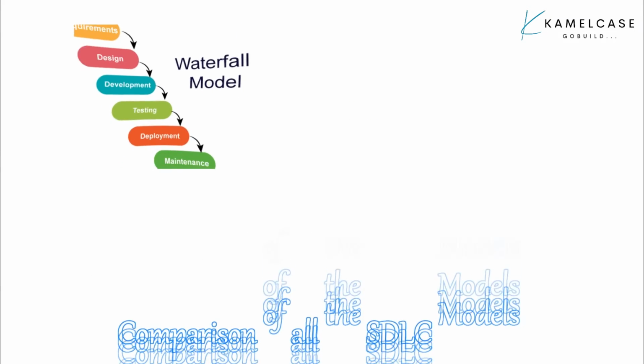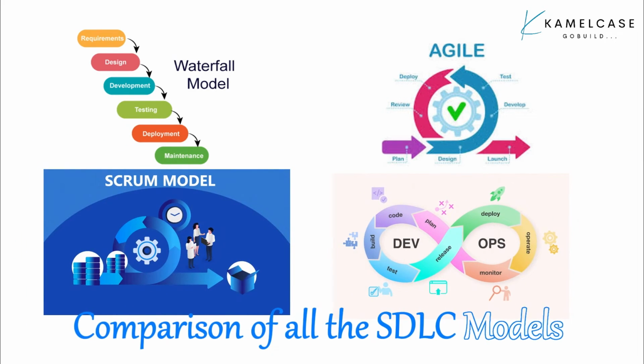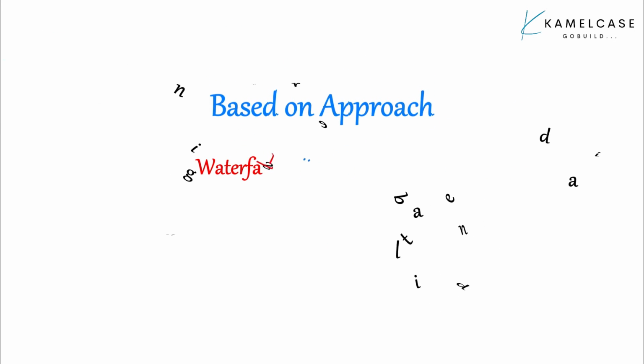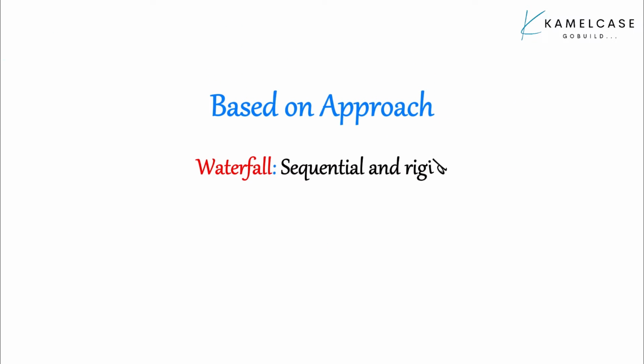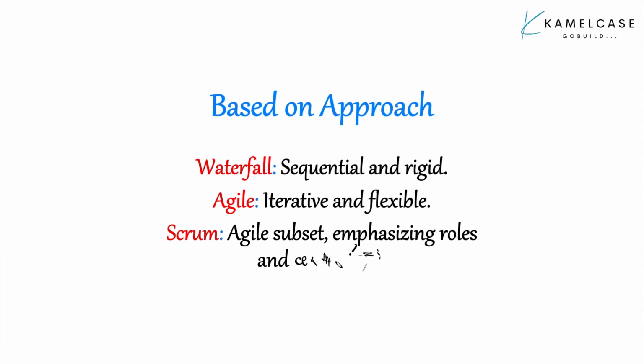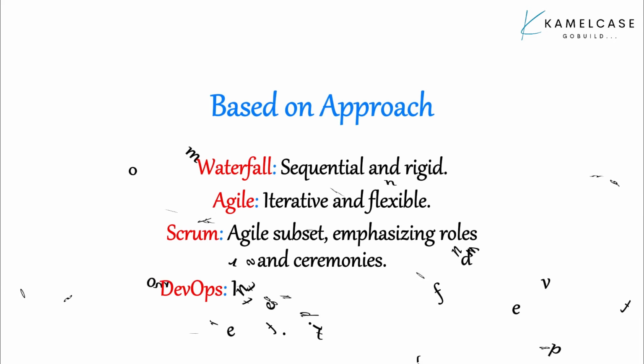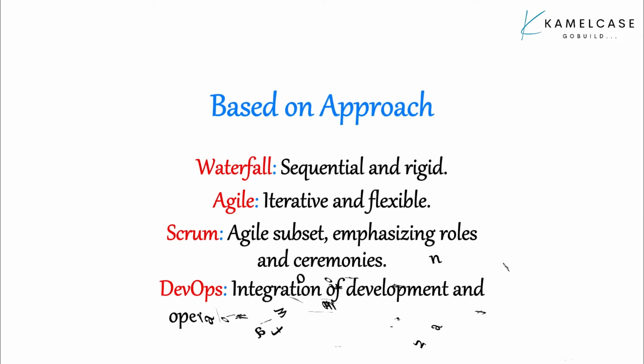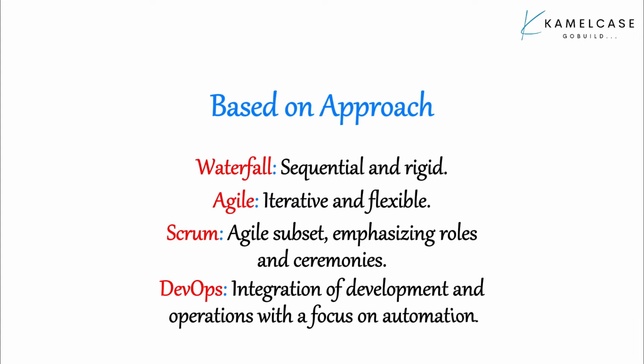Now, let's compare all the SDLC models that we have discussed till now. Different approaches of these SDLC models are: Waterfall follows a sequential and rigid approach. Agile takes an iterative and flexible approach. Scrum, a subset of Agile, places emphasis on roles and ceremonies. DevOps integrates development and operations with a strong focus on automation.